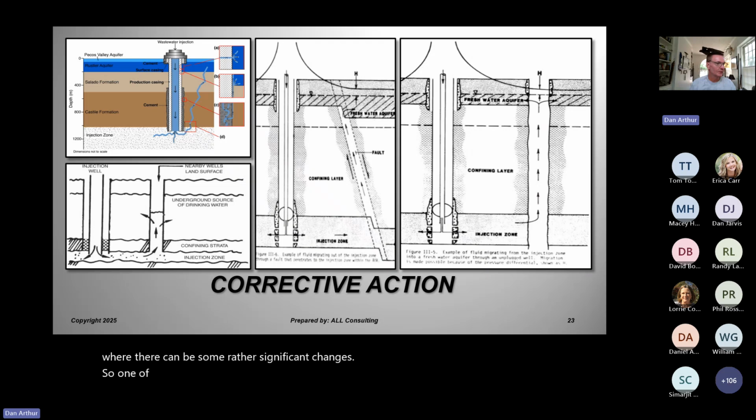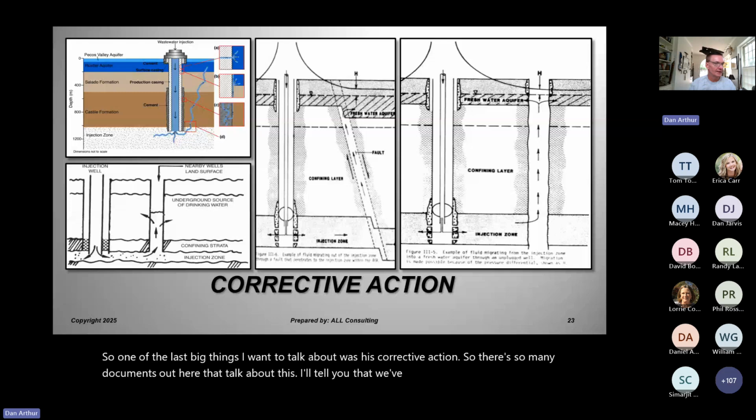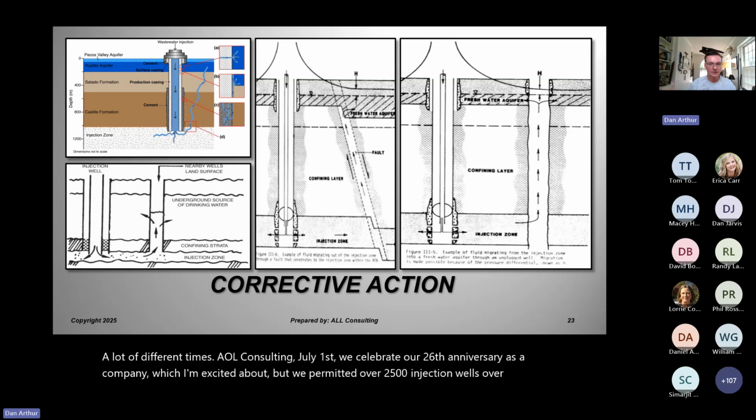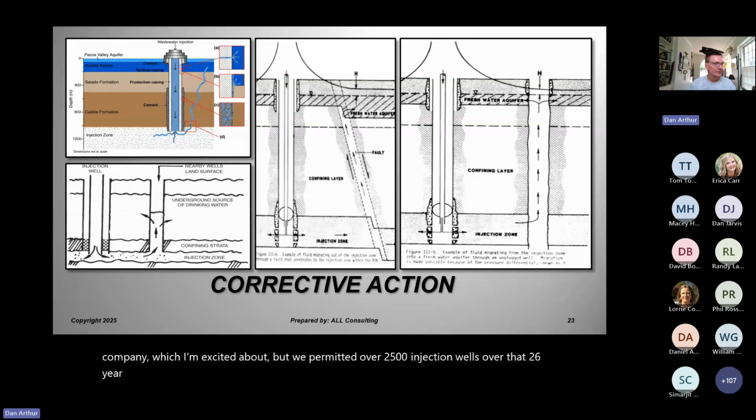So one of the last big things I want to talk about is corrective action. There are so many documents out there that talk about this. I'll tell you that we've had to look at, consider, and do corrective action a lot of different times. ALL Consulting, on July 1st, celebrated our 26th anniversary as a company, which I'm excited about. But we've permitted over 2,500 injection wells over that 26-year period, and there are wells we've had to get aquifer exemptions for, do corrective action for, all sorts of different things.